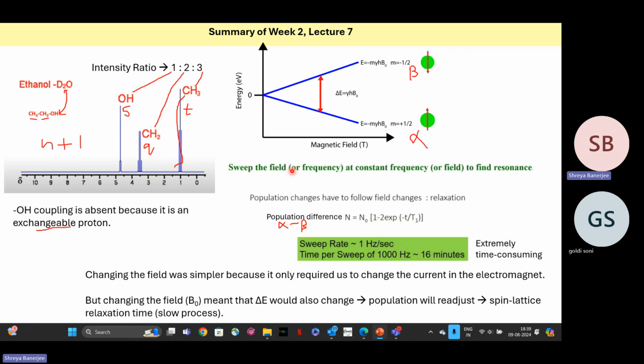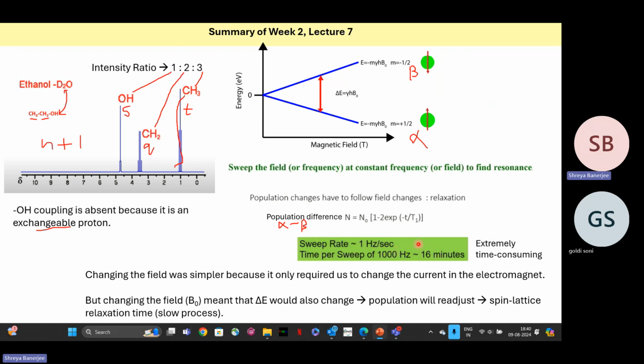This means that suppose we have a spectrometer providing a certain B0, we can change the value of B0 keeping the frequency constant, or we can change the value of frequency keeping the B0 constant. As we change the frequency, the moment the frequency matches the energy difference between the two levels, the transition will occur from alpha to beta, and we will be able to see the NMR spectra peak.